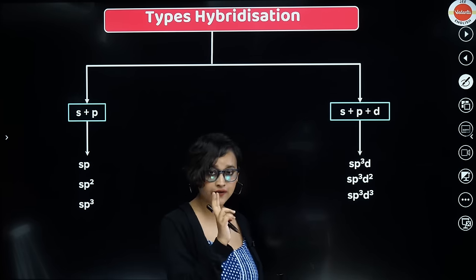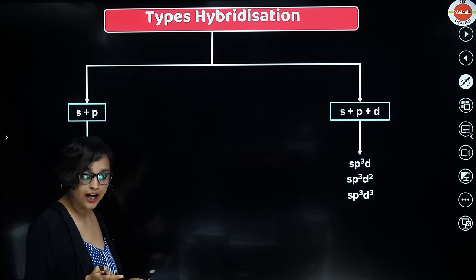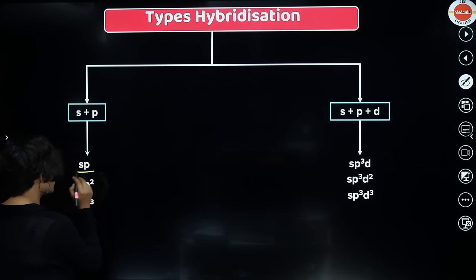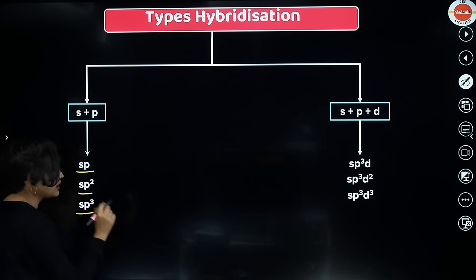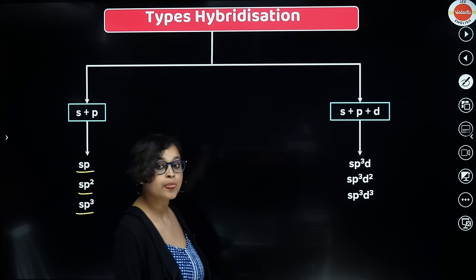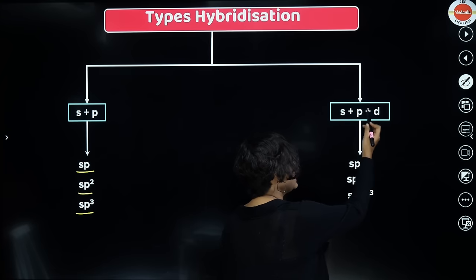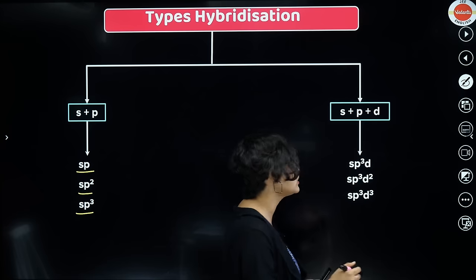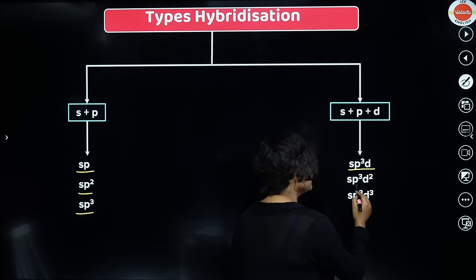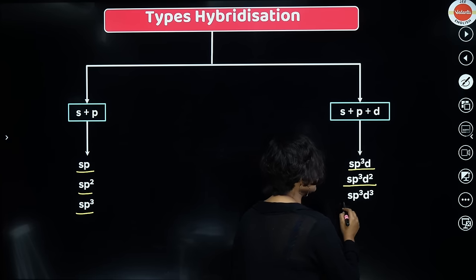See, if s and p orbitals get hybridized, you can have sp hybridization, sp2 hybridization or sp3 hybridization. If there are three orbitals, s, p and d, then you can have sp3d, sp3d2 and sp3d3.